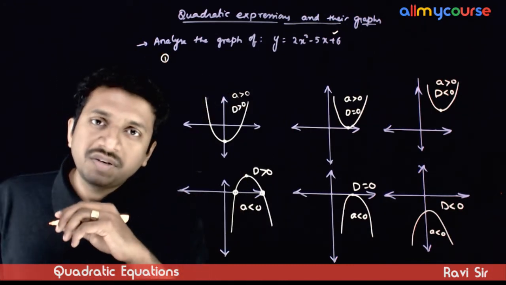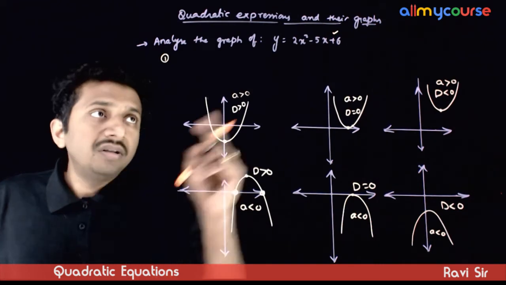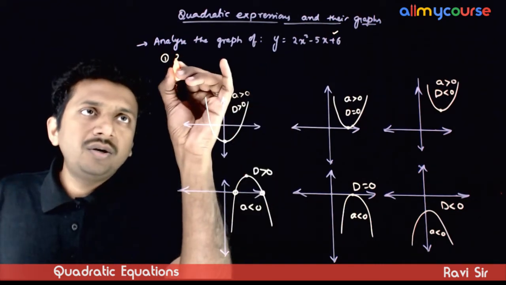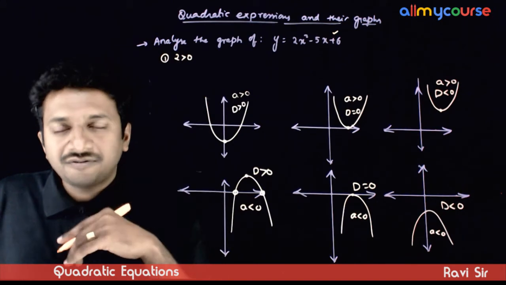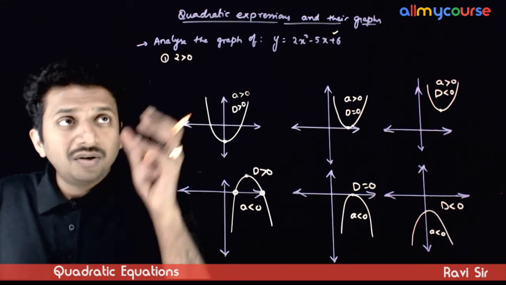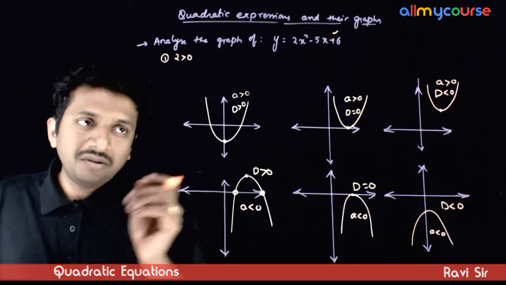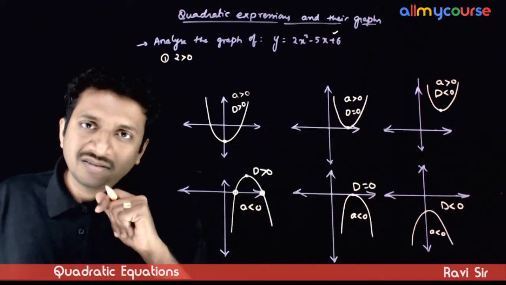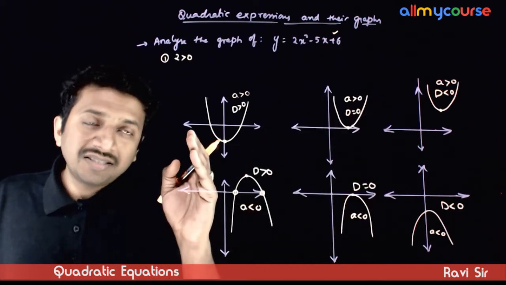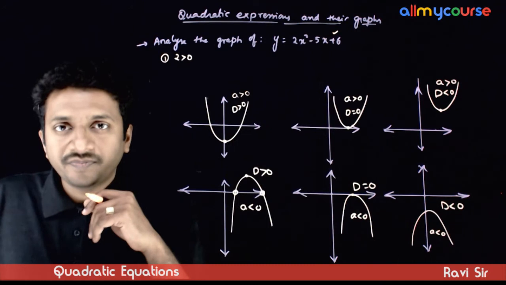The first thing to observe is the leading coefficient. So the leading coefficient 2 is positive. That means you're looking at an upward parabola. You're looking at these three cases. So the answer can be one of these three cases.